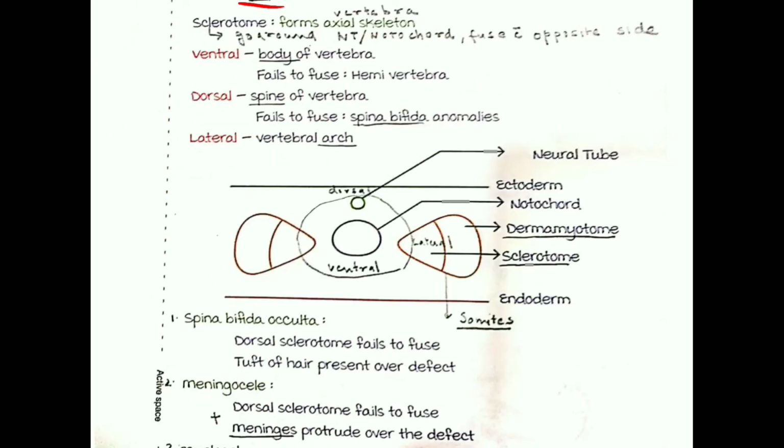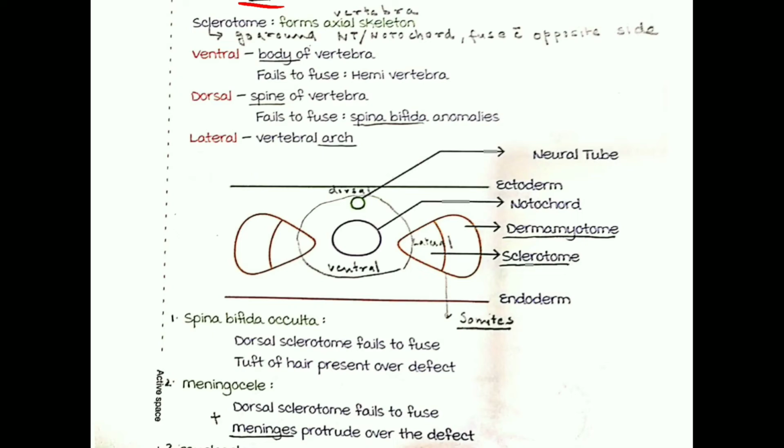So let's see the diagram. We can see this is paraxial mesoderm. In the paraxial mesoderm, we have the somite formation. And this somite also has divisions inside it. This is the sclerotome and this is the dermomyotome. So the somite is getting divided into sclerotome and dermomyotome.